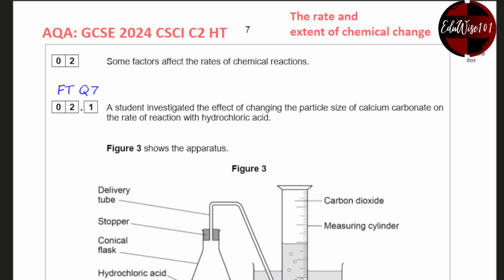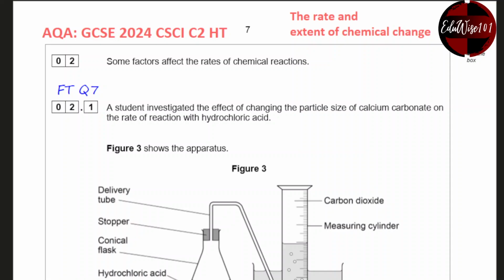In this video, I'm going to go through the AQA Combined Science Chemistry Paper 2 Higher Tier from 2024. Question number 2, which is exactly the same as question number 7 from the Foundation Tier, is on the rate and extent of chemical change. Some factors affect the rates of chemical reactions.